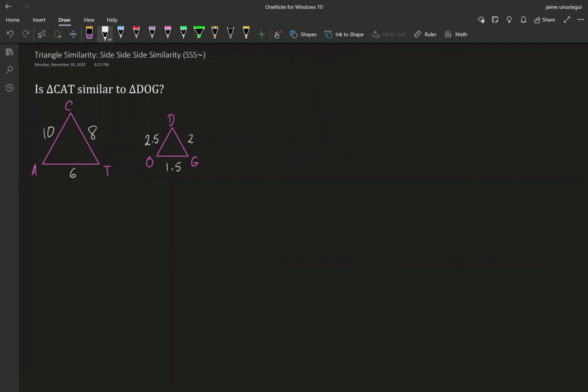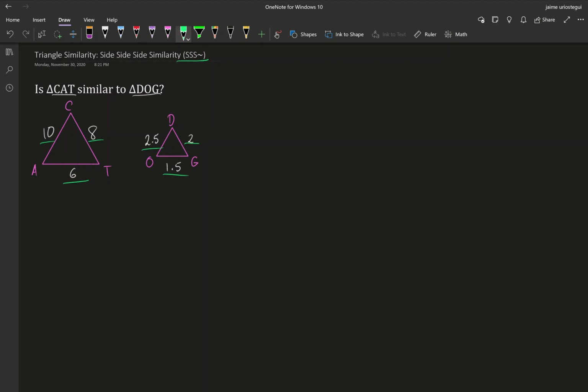So here we have triangle CAT and triangle DOG. And it's asking, is triangle CAT similar to triangle DOG? Well, if we look at what's given to us, we have all three sides for triangle CAT and we have all three sides for triangle DOG. If we're given all the sides for both triangles, then we know we can use side, side, side similarity. Right? So that should be an automatic. If you see all the sides, then you know, hey, I should be able to use side, side, side similarity.